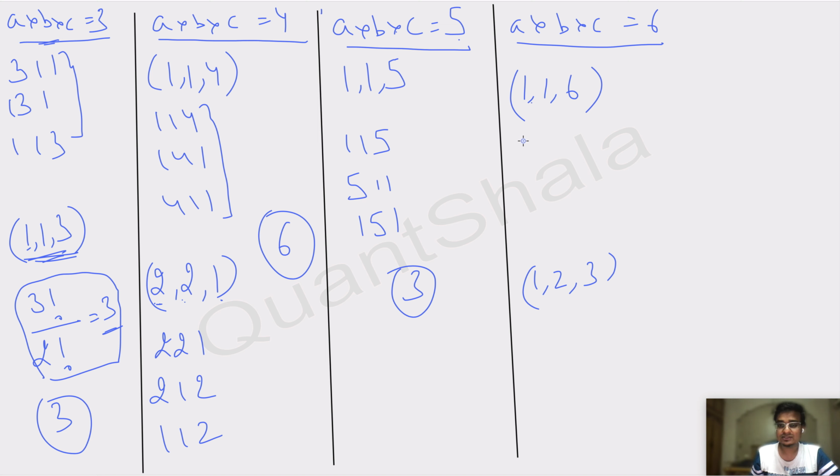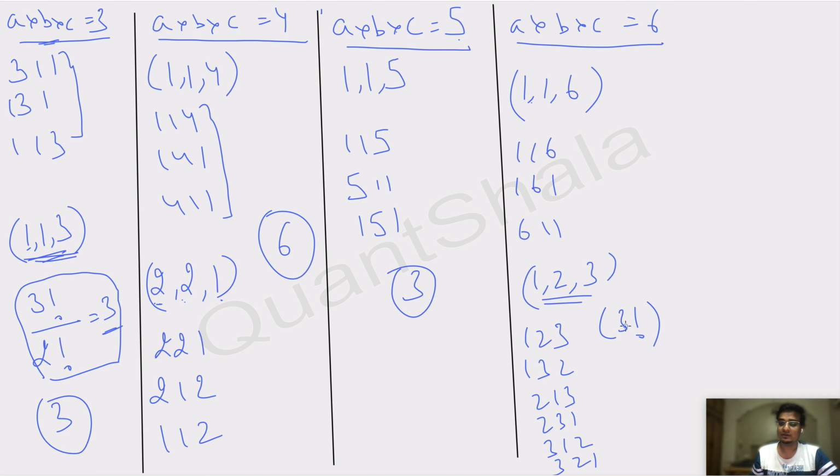For 1, 1 and 6, the numbers that you could have are 116, 161 or 611. Similarly, for 1, 2, and 3, here there is no repetition, so here we will get more cases. The numbers will be 123, 132, 213, 231, 312, and also 321. Or simply using permutations, you can show it as 3 factorial, which is 6. So for this case, you get a total of 3 plus 6, which is 9 answers.